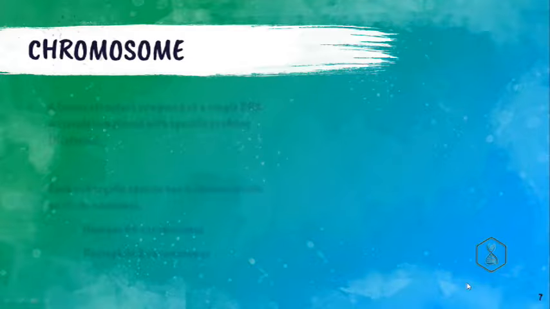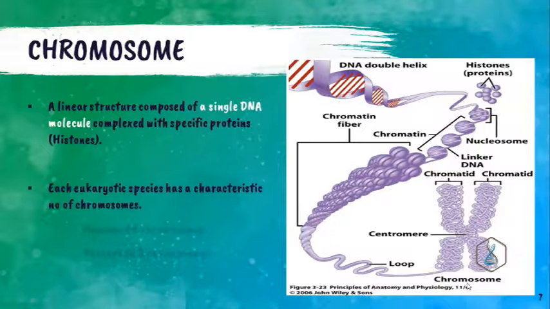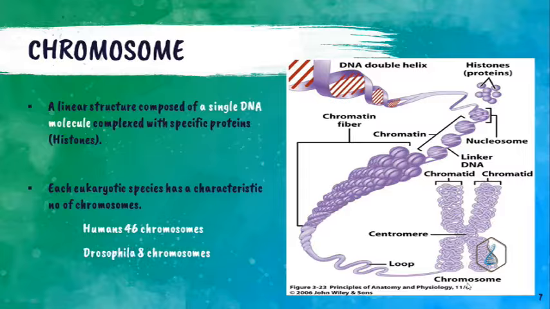Next, let us move on to the detailed study of a chromosome. What is a chromosome? A chromosome is a linear structure composed of a single DNA molecule which is complexed with specific proteins called histones. Each eukaryotic species has a characteristic number of chromosomes. Example, humans contain 46 chromosomes, whereas the model organism Drosophila contains 8 chromosomes.